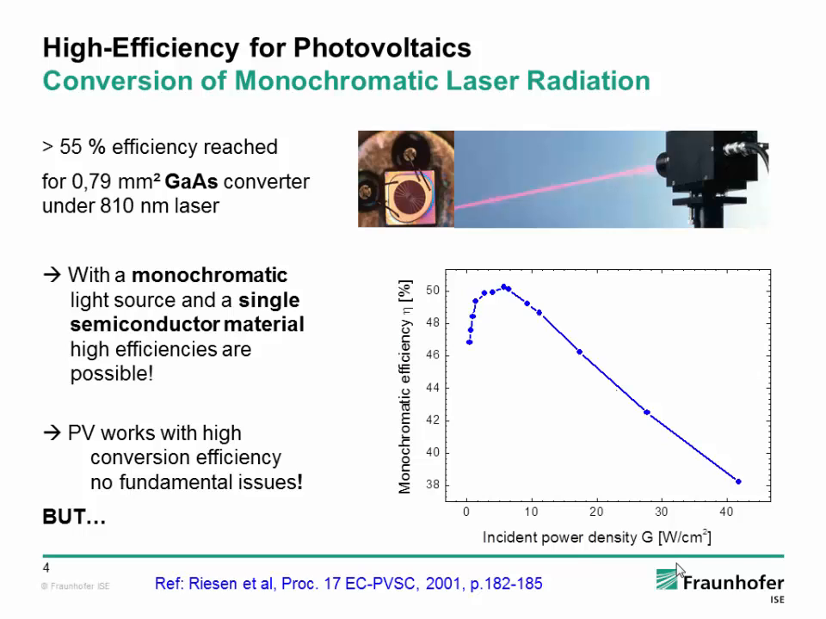That's very typical for our photovoltaic devices. So at the beginning you have an increase due to rising voltage, and at the end you have a decrease here with higher incident power, because you have ohmic losses. So what we can see here, this is a tiny gallium arsenide solar cell, illuminated with laser light very close to the bandgap, with a monochromatic light source and a single semiconductor material. We really have high efficiencies. These practical efficiencies are close to 60% now.